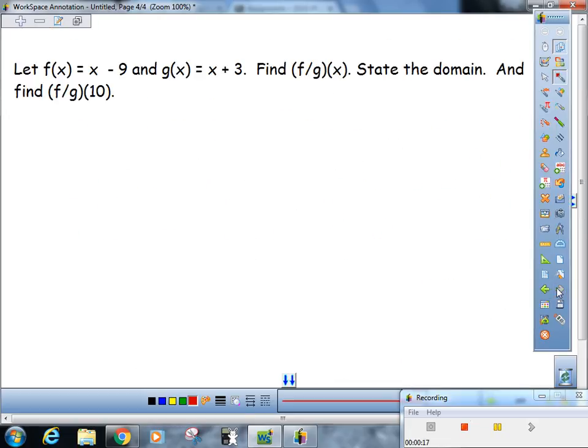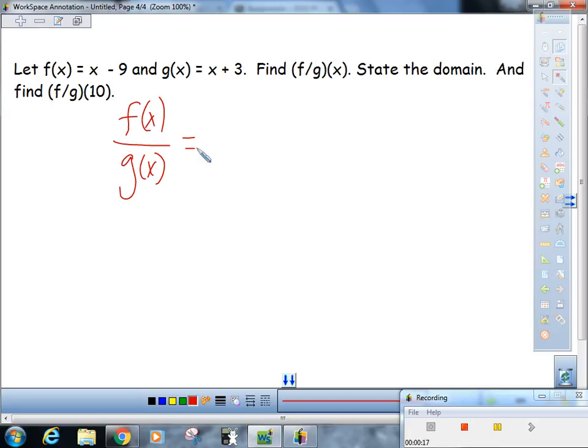Okay, so now it seems like another example, but the difference here is now we want f of g of 10. Sorry, f divided by g of 10. Not a big deal. We're just going to find f of x divided by g of x. Okay? And then we're just going to put in a 10. That's all we're going to do. Okay? We also have to find the domain again. So here we go.